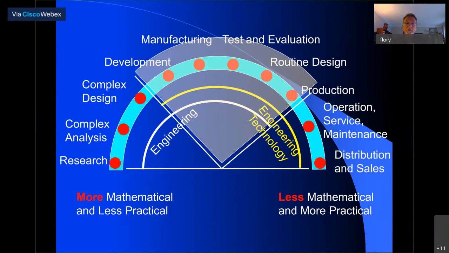So this is a visual that illustrates where the differences are and the overlaps are between engineering and engineering technology. If you look on the left, you see it starts at research all the way on the left-hand side, and as you go clockwise 180 degrees, you end up over in service, maintenance, distribution, and sales. And the basic independent variable here on the horizontal is math, okay, and advanced topics in math and science.